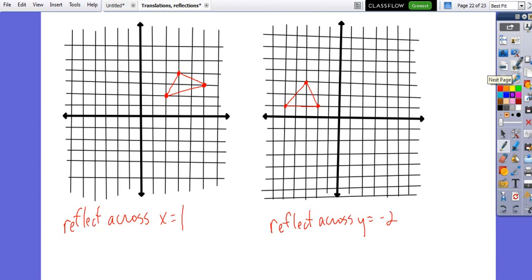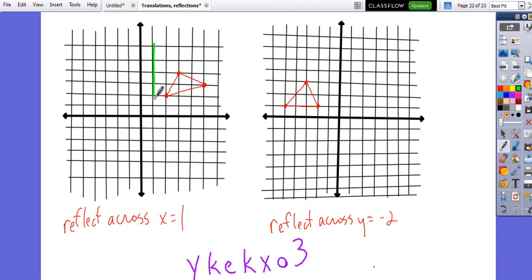Alright, so here's a little bit more that the packet did not have. These 2 problems are reflecting across a specific line. Now the line x equals 1 is a vertical line. You say, wait a second, vertical is y values. But if my x value doesn't change, if x is just equal to 1, the only thing that could be changing are my y values. So the line x equals 1 is actually this line right here.